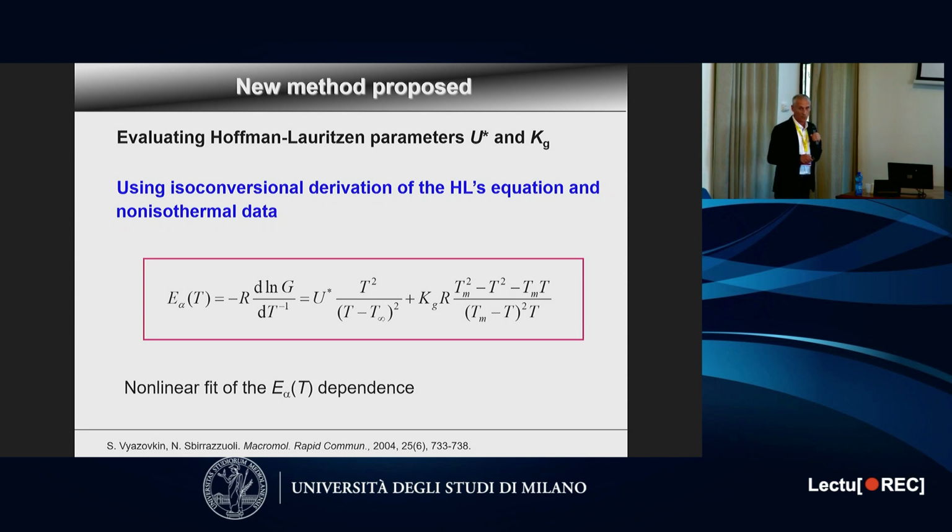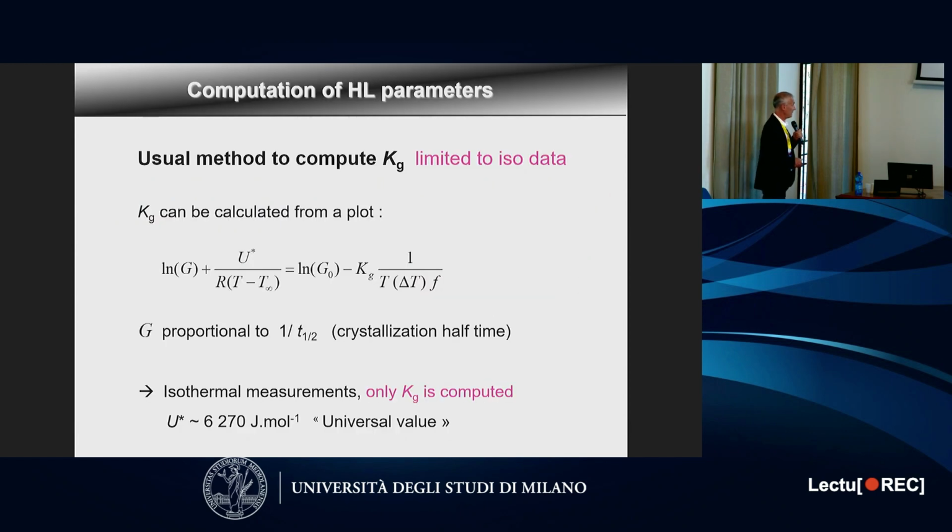If you look at this equation, what do you see? You see that if you have the variation of apparent activation energy with temperature, by a nonlinear fit, you can estimate U* and Kg. And this activation energy dependency is simply obtained by simple DSC measurement. So it means that by simple DSC measurement, you can determine U* and Kg.